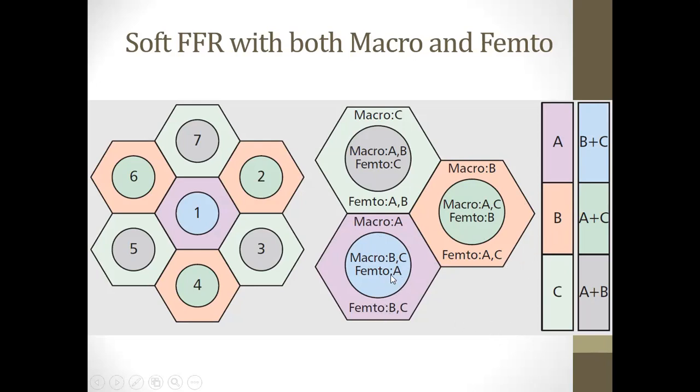Now for femtocell, you use the alternate part. When macro is BC, femto is given A. When macro is given A, femto is given BC.